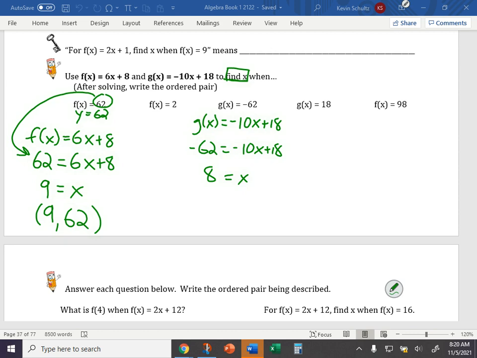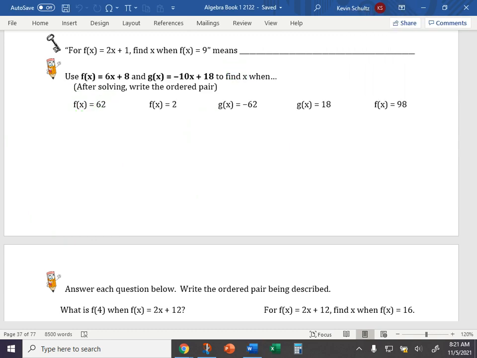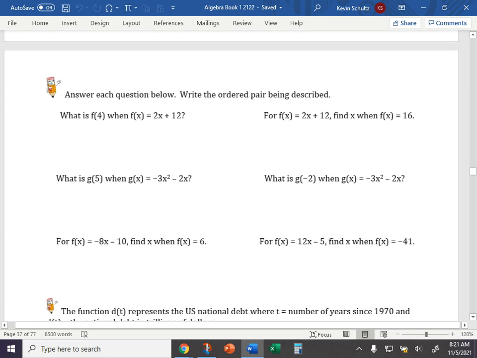And so what ordered pair is represented there in that third one, Kylie? 8, negative 62. Okay? And that 8 comes first because it's the x value. In an ordered pair, x comes first. So, your homework. I want you to finish this page here, and let's look at the second page to see what is in store for us.